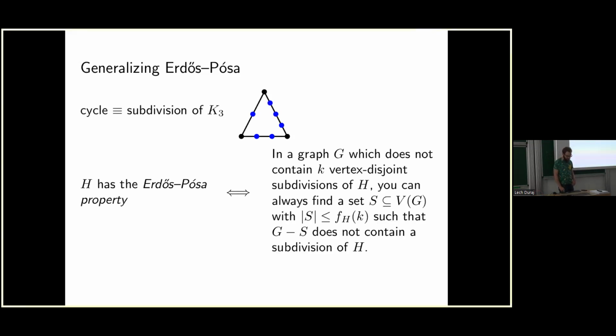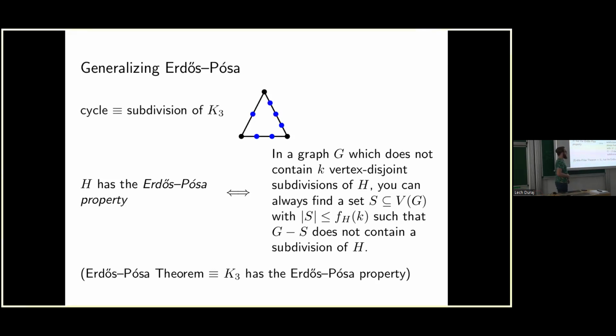So this motivates this definition. We will say that a graph H has the Erdős-Pósa property if in any graph G which doesn't contain k vertex disjoint subdivisions of H, you can always find a set of vertices bounded in terms of k, so that after removing them, there is no subdivision of H in the remaining graph. So the Erdős-Pósa theorem, using this terminology, says exactly that K3 has the Erdős-Pósa property.